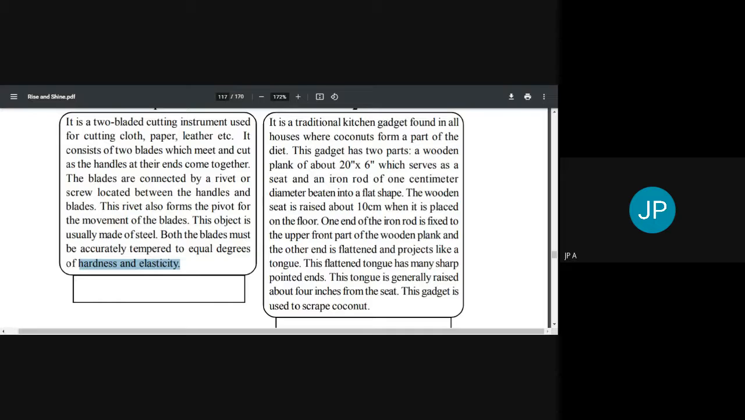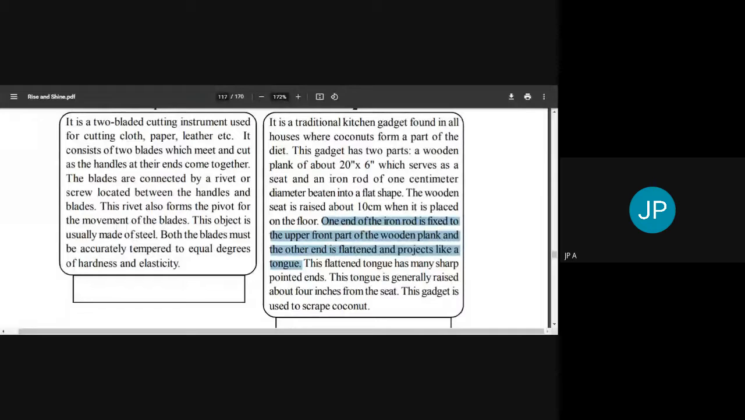And in the description of the coconut scraper, you can see that the dimensions are also mentioned in detail. All the measurements of the different parts are given in detail. The position of the object, or different parts, is also described. How is it positioned? Different parts are positioned differently. So one end of the iron rod is fixed. So this is the position of the different parts. One end of the iron rod is fixed to the upper part of the wooden plank. And the other end is flattened and projects like a tongue. In Malayalam also we say tongue, the tongue of the coconut scraper.